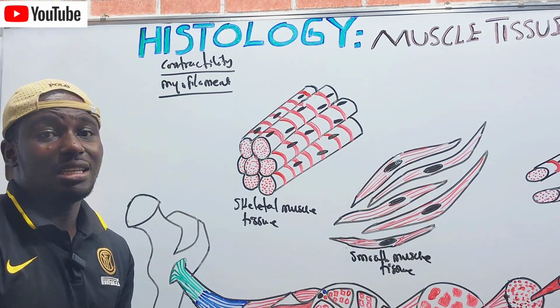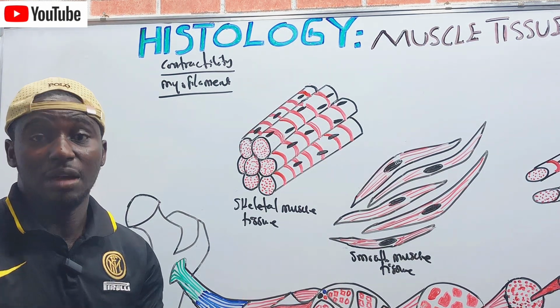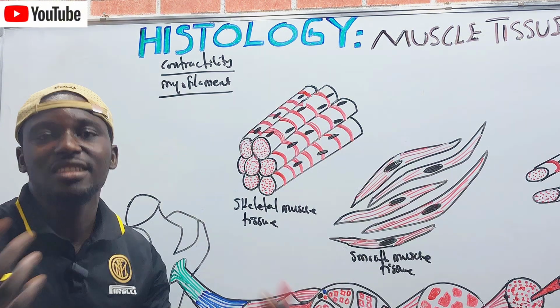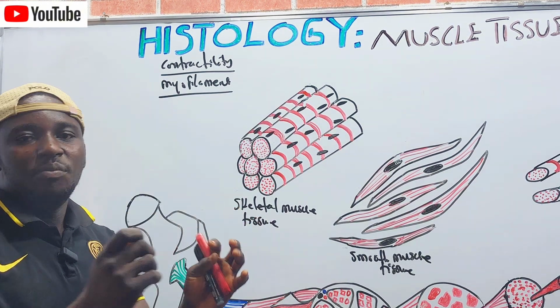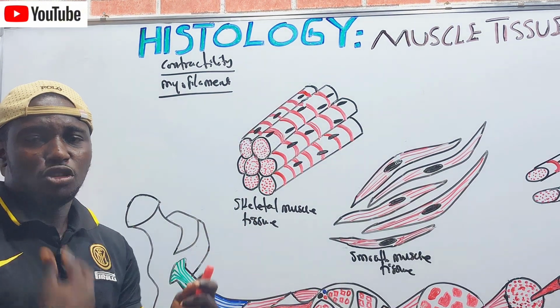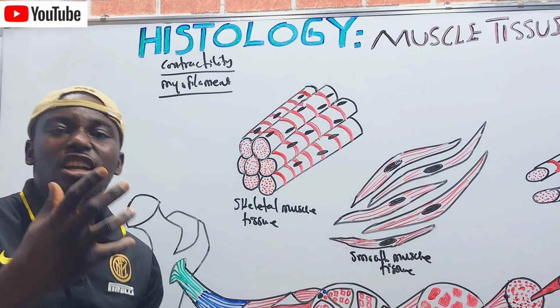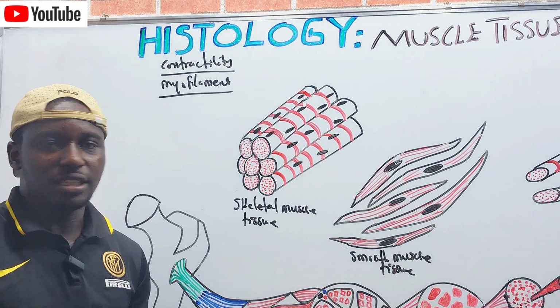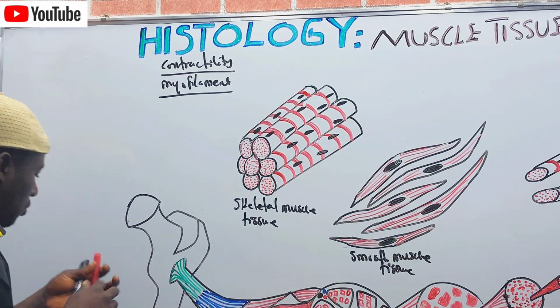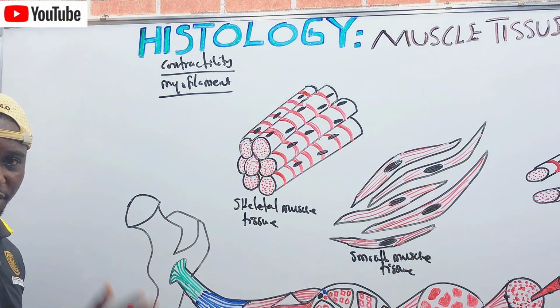The myofilaments are divided into two individual protein filaments, which are the myosin and the actin. The myosin is thick, the actin is thin. As we proceed in this class, we are going to be taking a good look at them. Now, that is all for the overview.